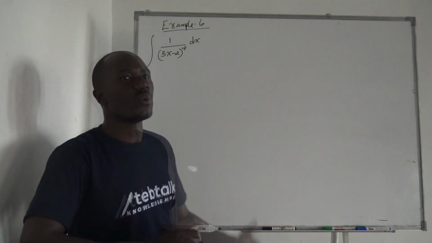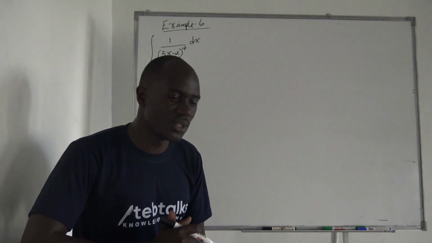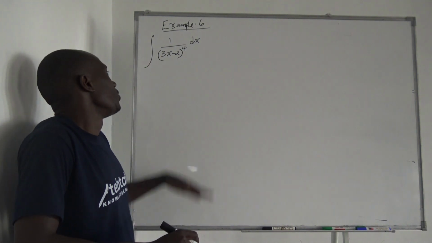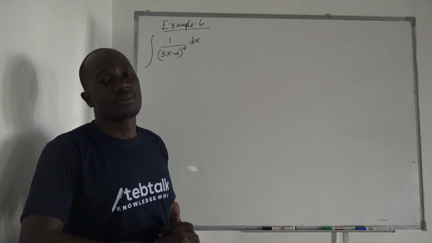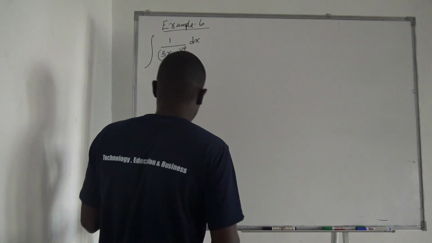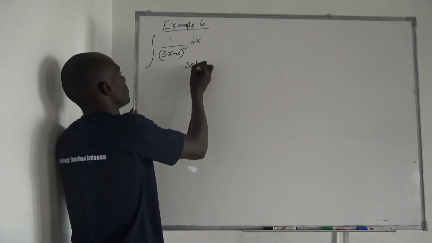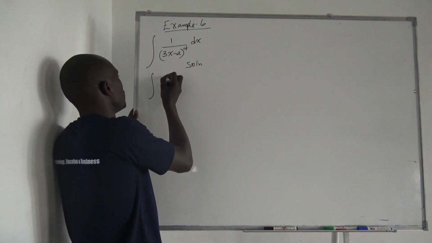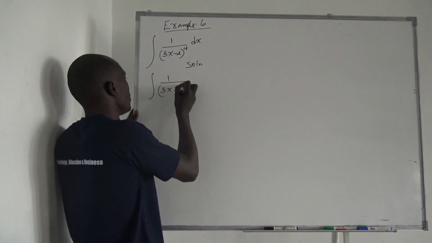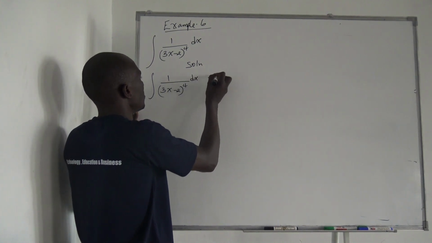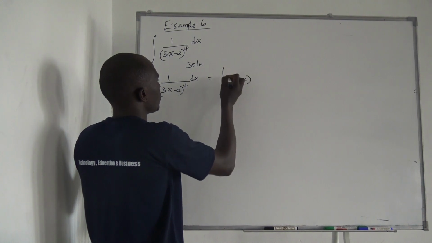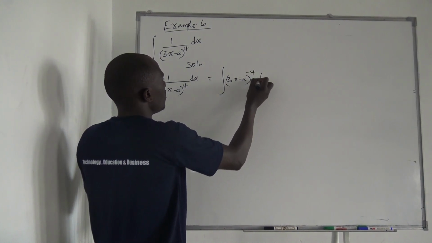What do we do when a number comes in this format? Here what we do is very simple. You take the power up. The same story. You take it up, then the power becomes negative. So we are looking at the solution. We are saying integral of 1 all over (3x minus 2) power 4 dx is the same as integral, take it up, (3x minus 2) power negative 4 dx.